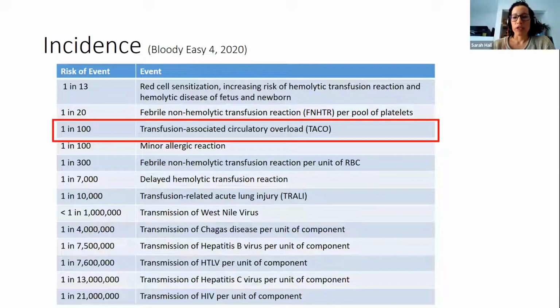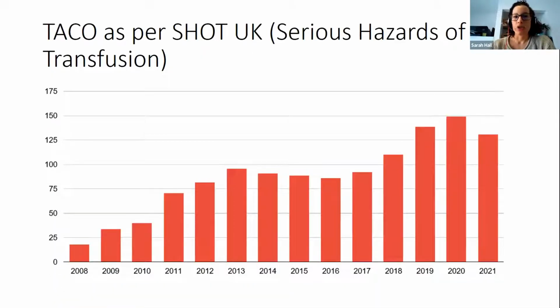Bloody Easy 4 in 2020 showed us the incidence of TACO as about 1 in 100 transfusions. And the SHOT UK, just to compare, their 2021 numbers are about 1 in 130. We will get back to that, but I just wanted to point out the last 3 bars there in the context of COVID, that we have seen a little bit of an uptake in TACOs being reported in that area. At the same time, we're transfusing less, or at least we are in Ontario. I'm not sure if that's consistent with the UK findings.